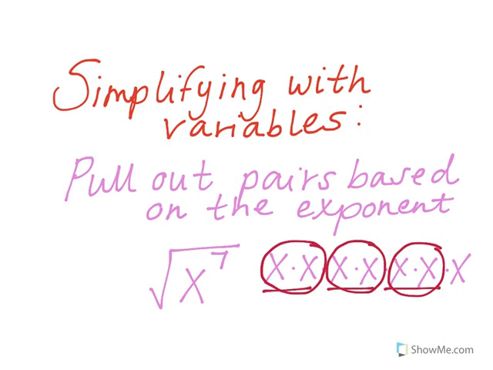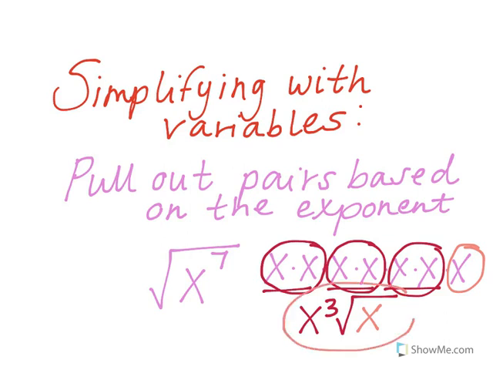So when I simplify the square root of x to the 7th power, for each pair, which is 3 pairs, I'm going to pull that out. So I have 3 pairs, so I'm going to put x to the 3rd on the outside, and I have 1 left over, not a pair, so this is going to go inside the radical because it has no pair. So this would be the most simplified version.